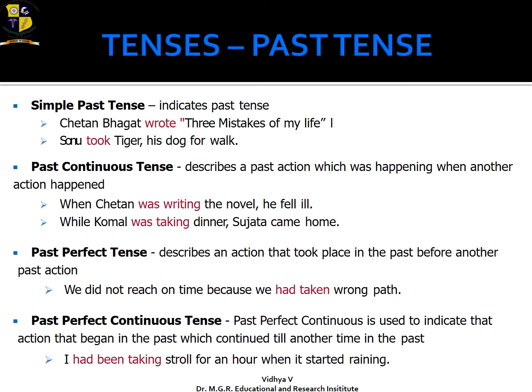Past perfect is describing an action that took place in the past before another past action. That is, we did not reach on time because we had taken the wrong path. So had taken indicates that it is past perfect.